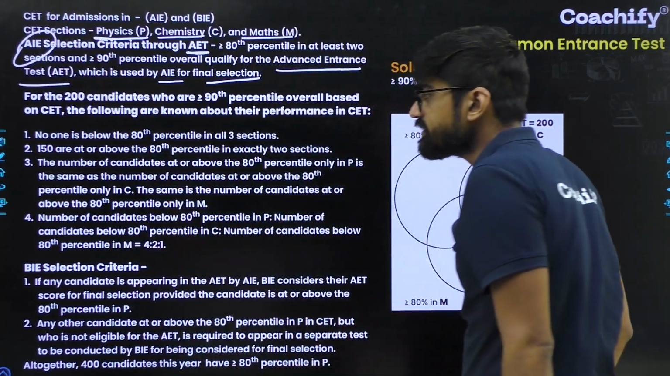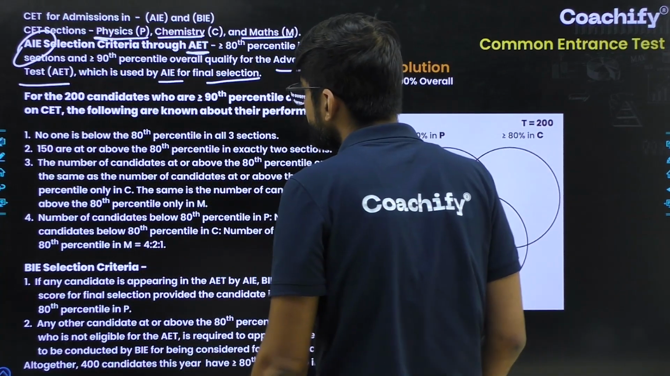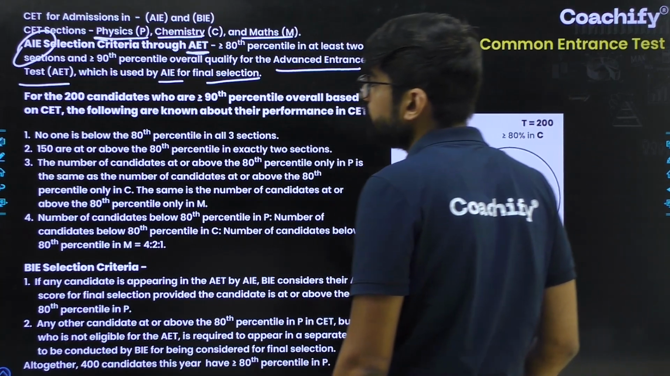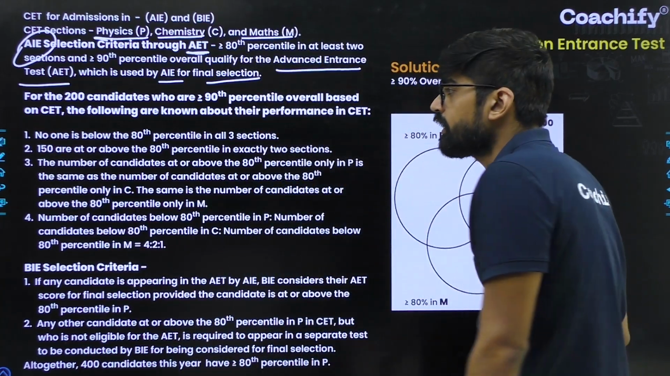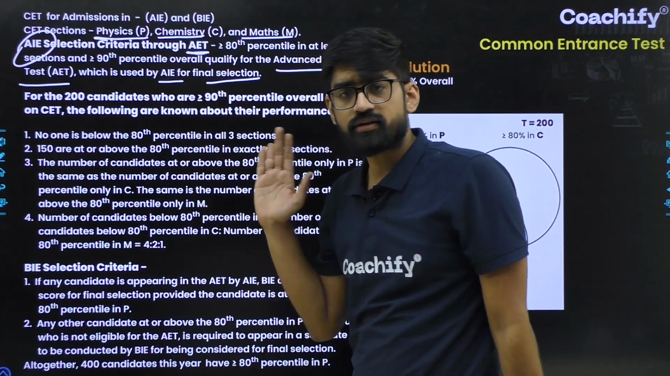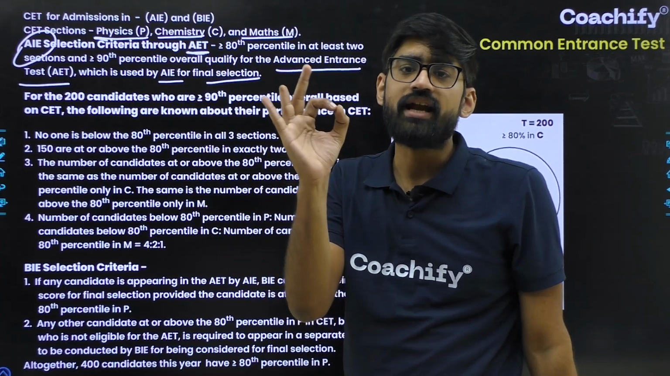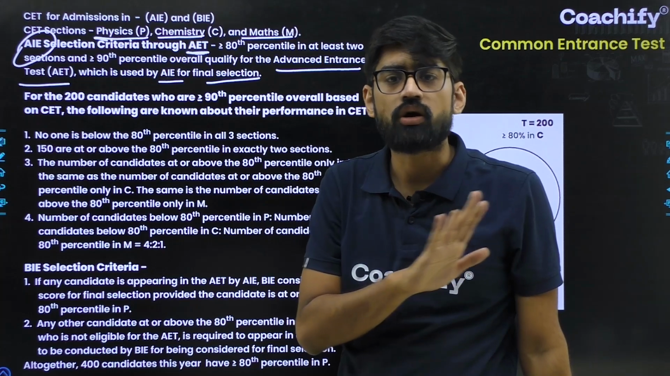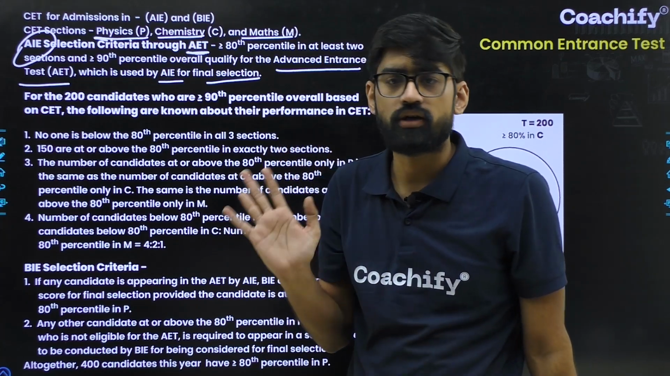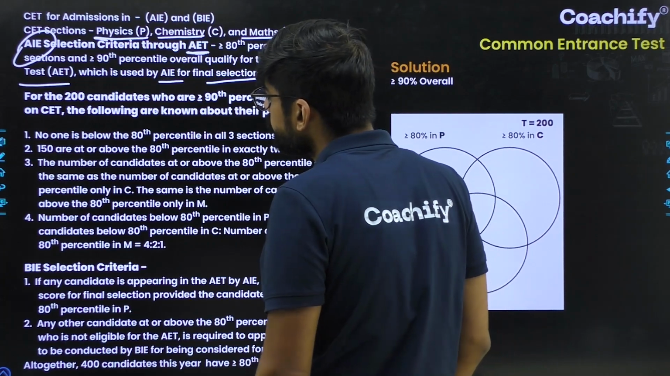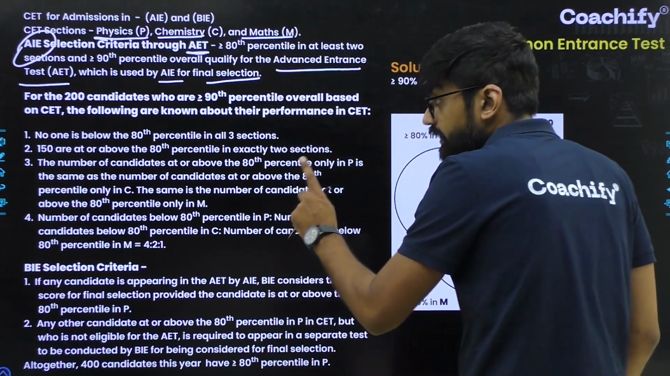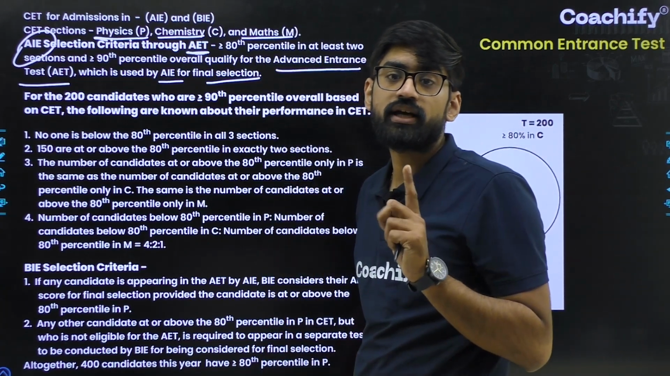Now it says that for 200 candidates who are scoring at least 90 percentile overall based on CET, the following information is also given. So that means there are 200 candidates who are scoring at least 90 percentile. The remaining candidates are not scoring. What is the total number of candidates? We are not aware of that as of now, right? So it says that no one is below 80 percentile in all three sections.